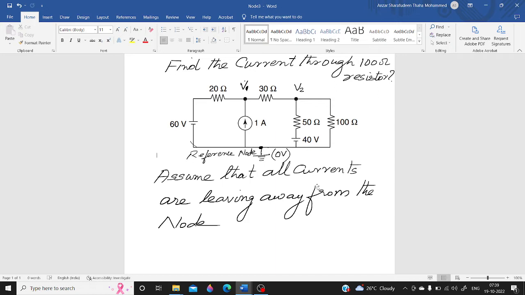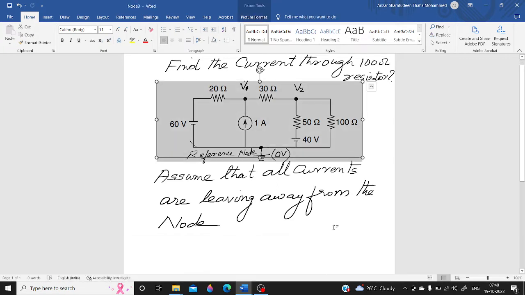But for the sake of simplicity, I have taken this as the first node and assigned the voltage as V1, and this as the second node and assigned the voltage as V2. And there is also a reference node. So we are always defining the voltages with respect to the reference node, and the reference node is assumed to be at zero potential. Okay. And now let us consider the analysis of the circuit.